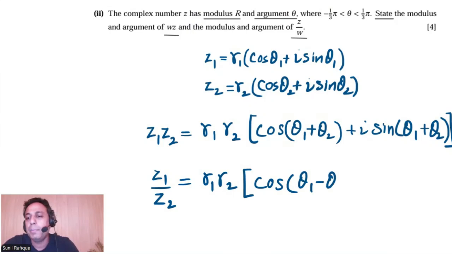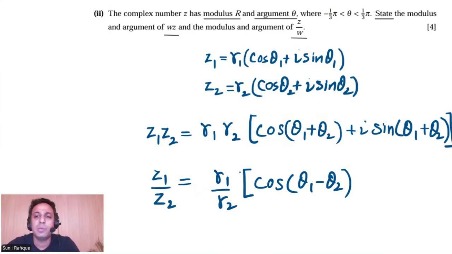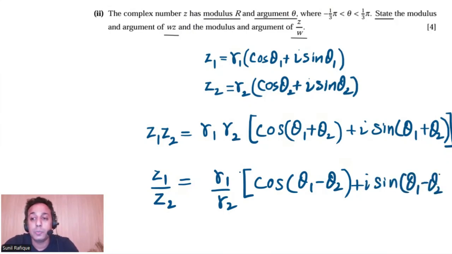So this will end up, the moduli will be divided like this, r1 over r2. And the arguments will be, by the compound angle formulas, like cos theta 1 minus theta 2, which is a compound formula. It's given in the formula booklet as well, plus iota, this will be sine theta 1 minus theta 2.